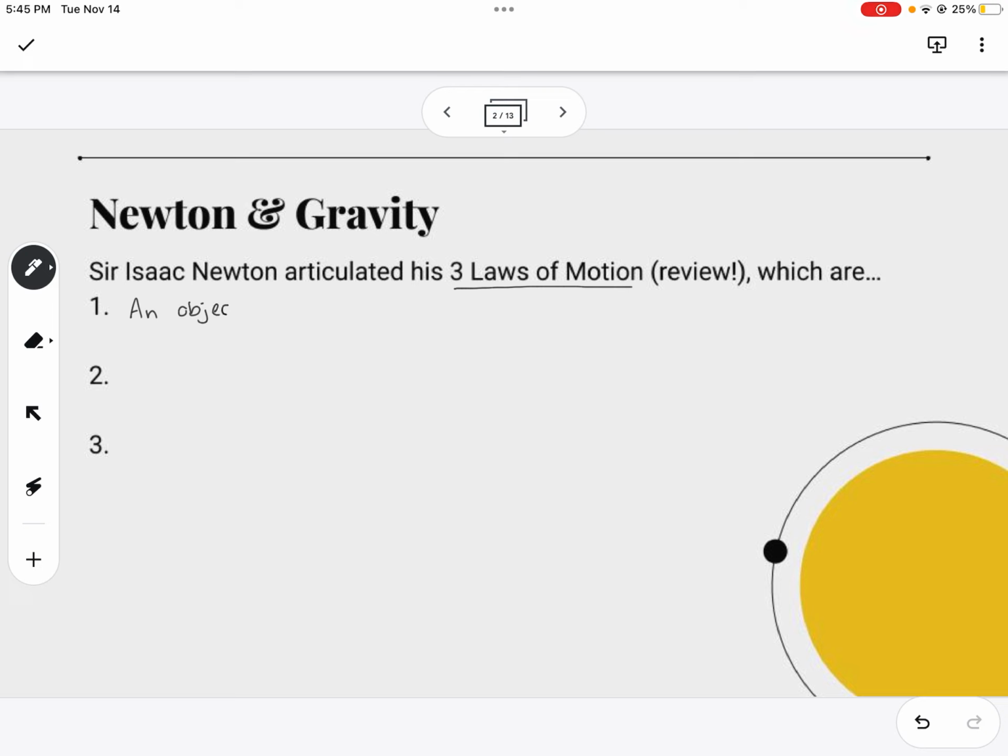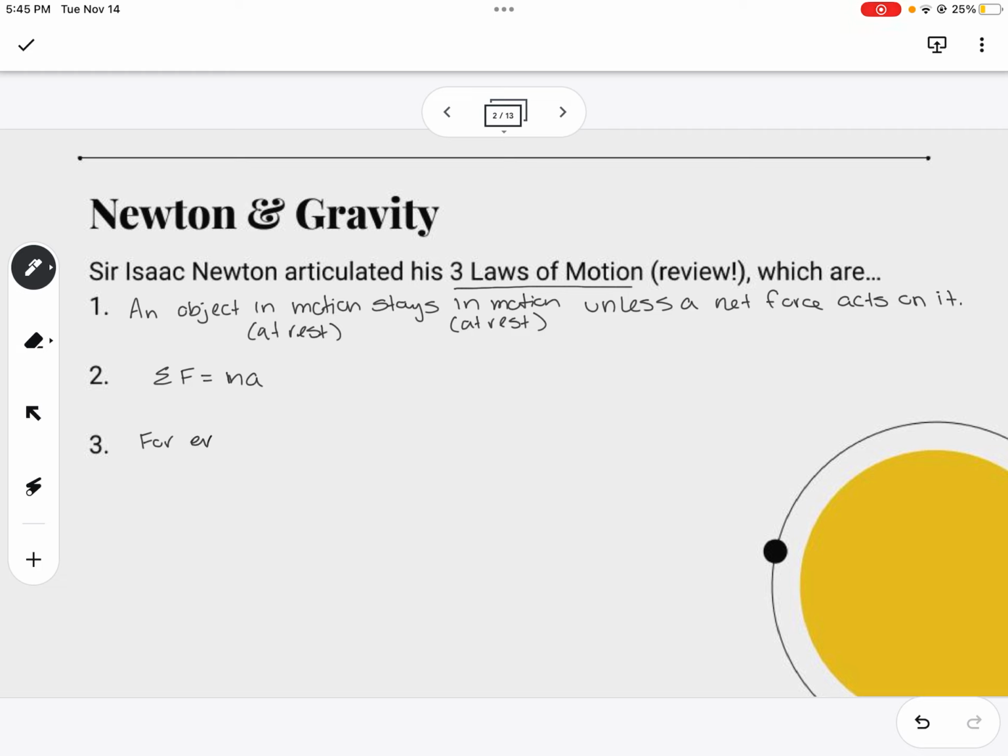Number 1, an object in motion or at rest stays in motion or at rest unless acted on by some kind of force, unless a net force acts on it. Okay, that's number 1. Number 2, what's number 2? F equals MA. Number 3, hopefully you're saying this one too, for every action, there is an equal and opposite reaction. All right, so you know these.